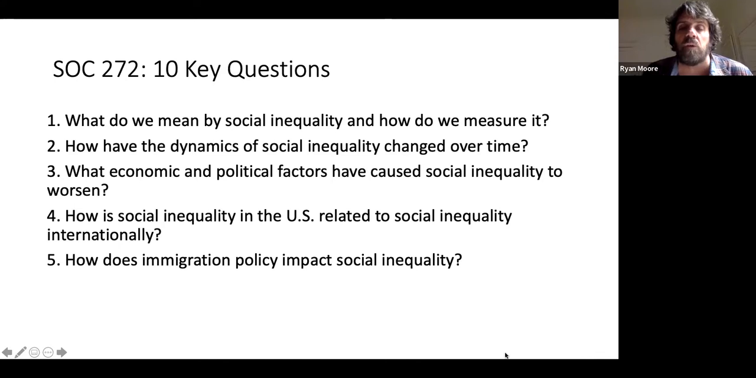And then we look at the question of how immigration policy impacts social inequality. This is also, to some extent, an international question, a question of the global economy, and one that has a huge impact in terms of immigration policy eating into the rights of working class people and keeping wages low, and creating all kinds of means of disempowering working class people.